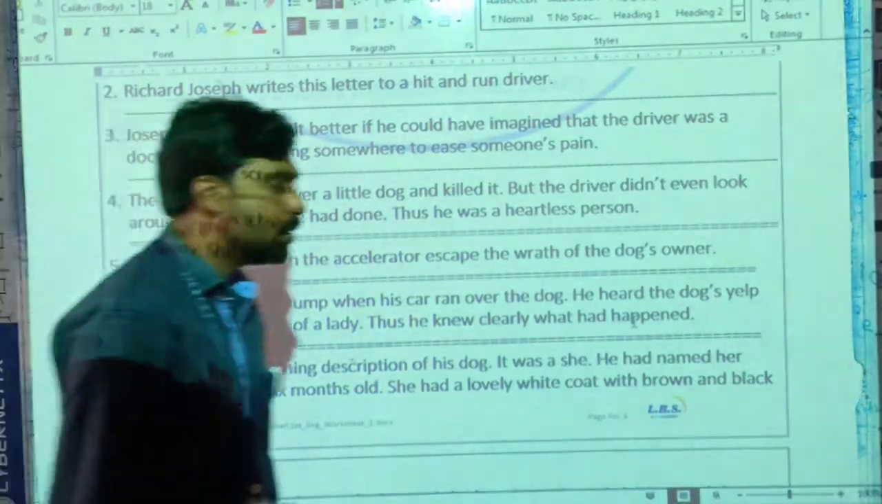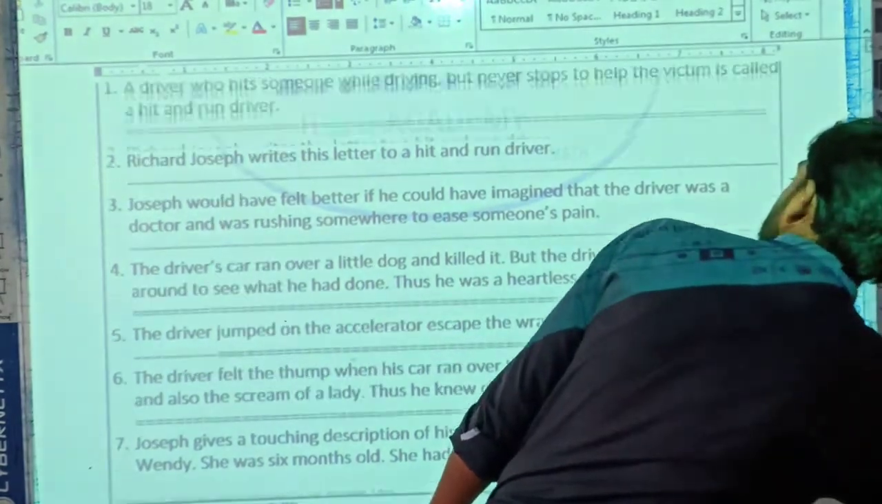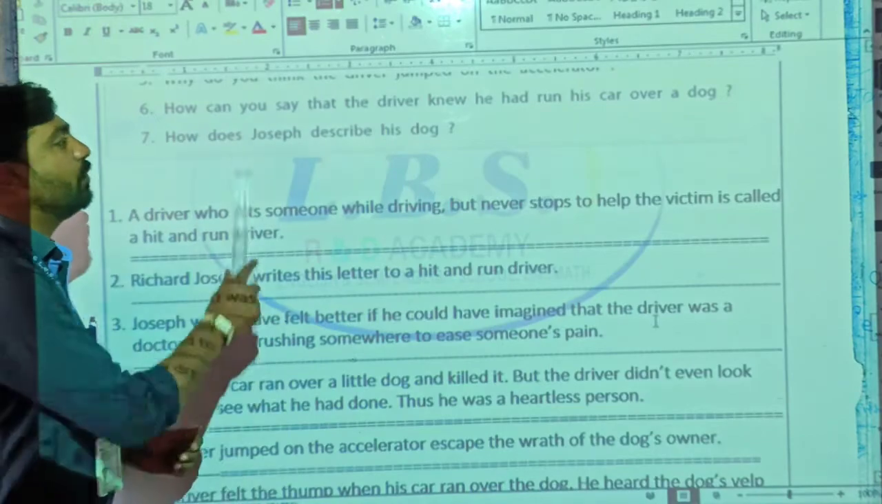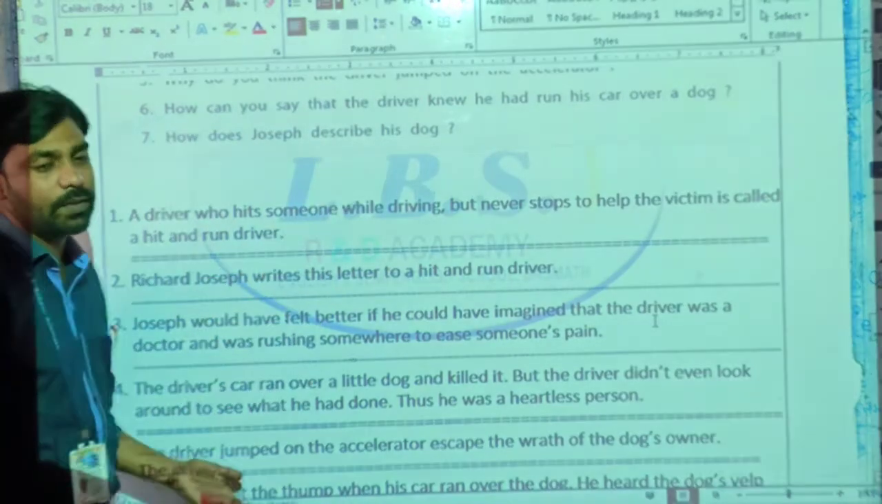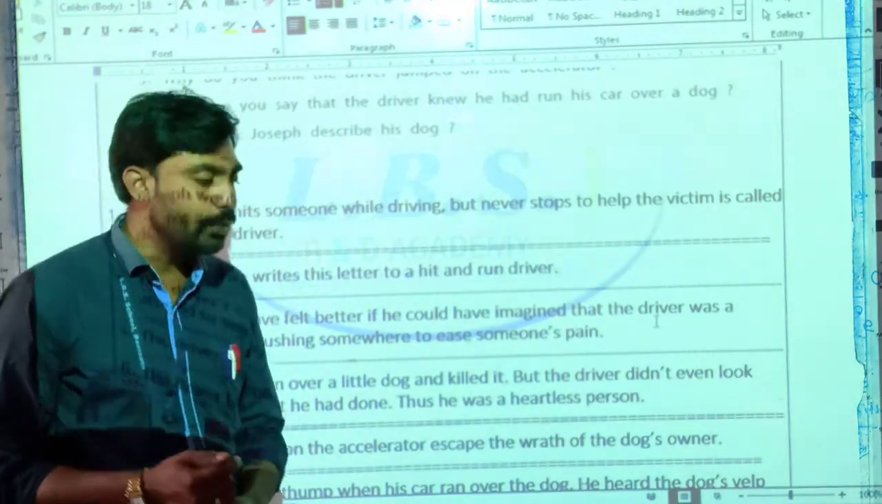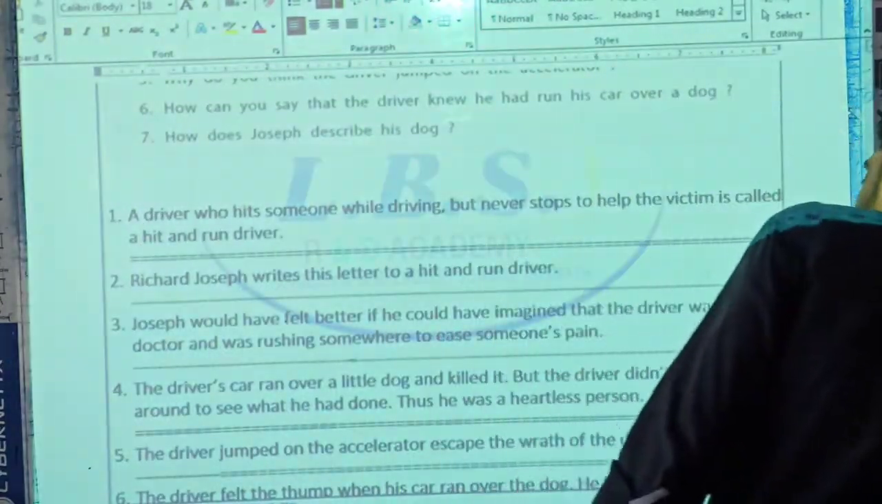And the last question of question 3, question number 7. How does Joseph describe his dog? So the lines which describe the dog we have to mention in our answer. So let's see the answer.